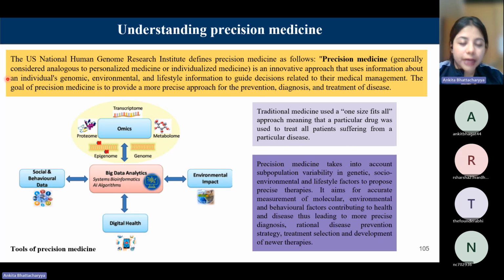So, summing it up, what does it mean? It means you use information about the patient to treat the patient, to diagnose the patient, and to prevent them from getting the disease in the future. That's the crux of the story.